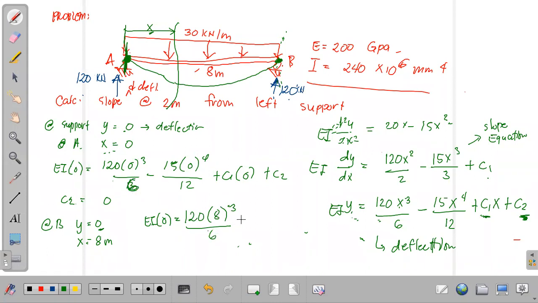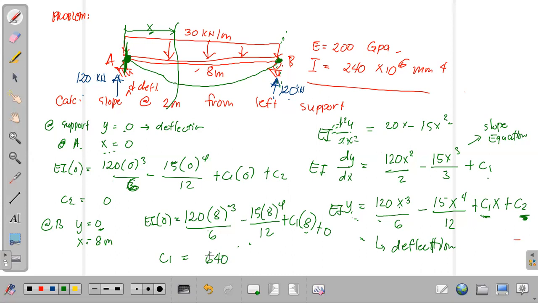6 minus 15 8 to the fourth over 12 plus C1 times 8 plus 0. So ano yung magiging value natin ng C1? Paki-solve ito. Ano yung magiging value natin ng C1? 640, ma'am. Okay, 640.